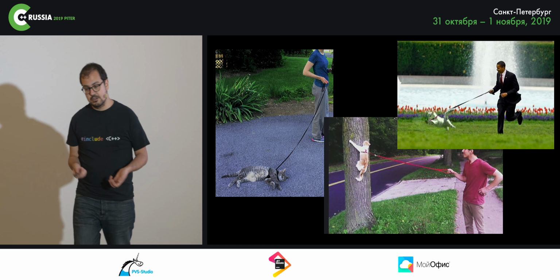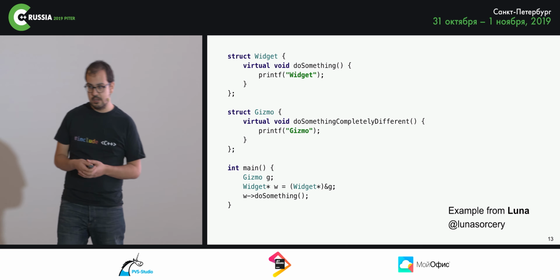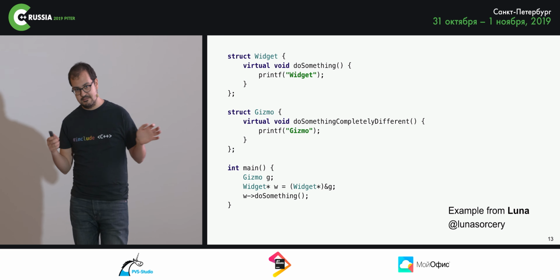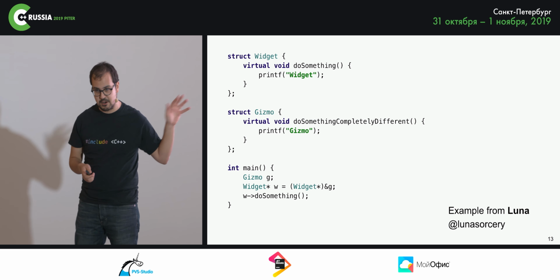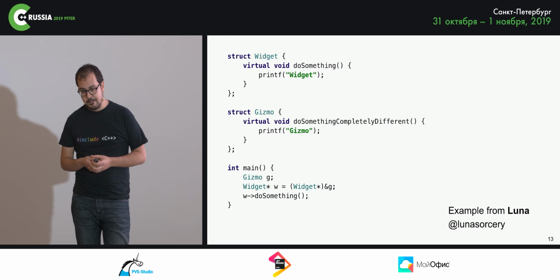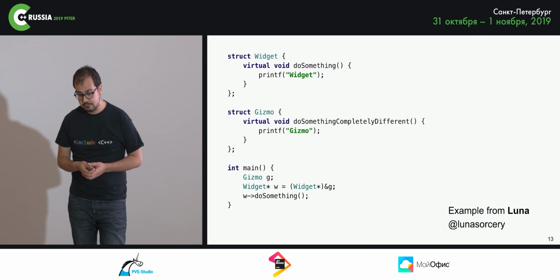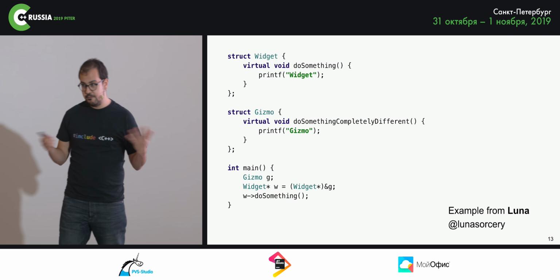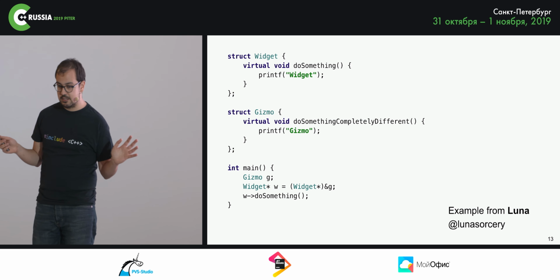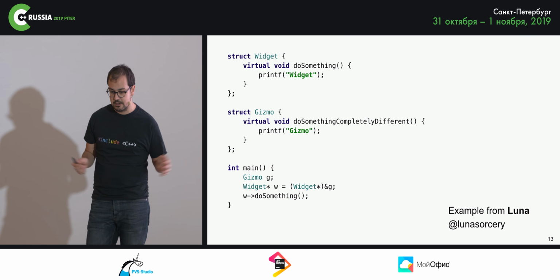So let's look at some code. So this is an example from Luna. She's on Twitter, Luna Sorcery, and she has tweets about very interesting C++ stuff, so I recommend you check out her Twitter account. So this is from there. So here we have a struct widget and a struct gizmo. And they have two functions which are completely unrelated, right? So they're not inheriting from each other or anything like that. So they're just two completely different functions.